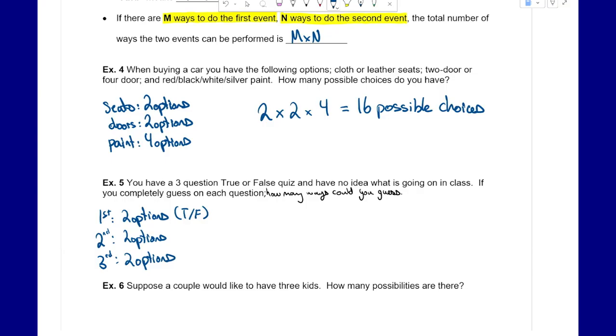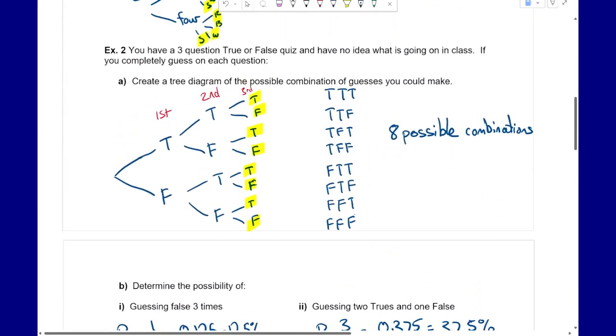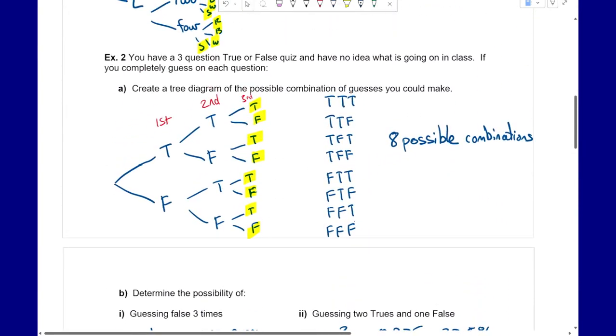Now, with these true and false questions, you're not answering the first or the second or the third. You're answering all 3. So you're answering the first and the second and the third. So we can say 2 options for the first event times 2 options for the second times 2 options for the third. 2 times 2 times 2 is 8. So there are 8 possible combinations. And if you go back and look at that tree diagram, there are 8 possible combinations for answering the 3 true and false questions.